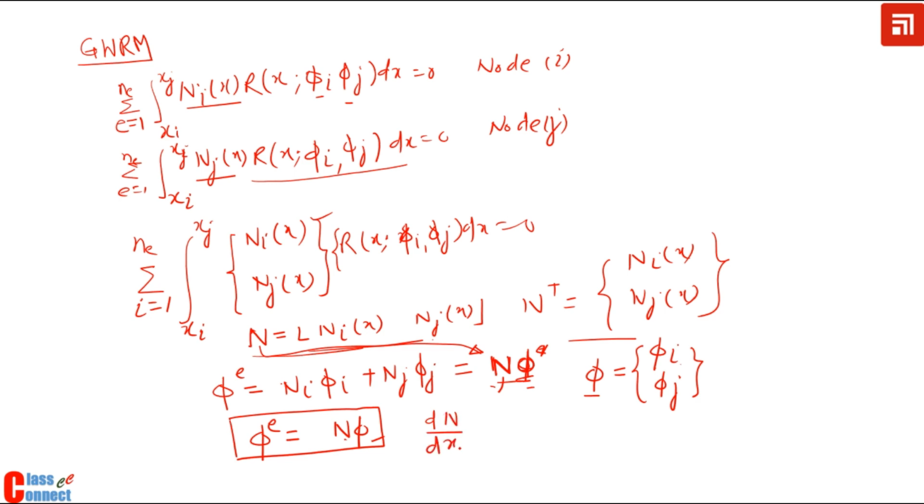So dN by dx, when we solve this, we will be needing the differentiation of these. So I will write here dN by dx is equal to the differentiation of this with respect to x and the differentiation of this with respect to x. So I can directly write down dNi over dx, and the second element of the row is dNj over dx. And similarly I can write down the transpose of this from this equation.